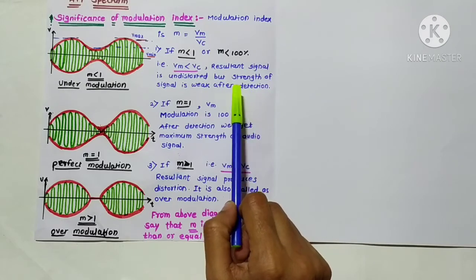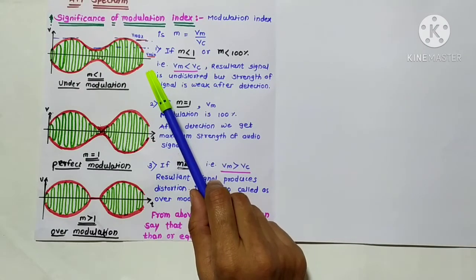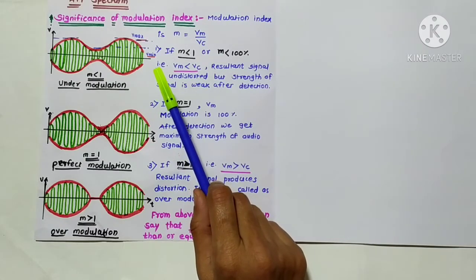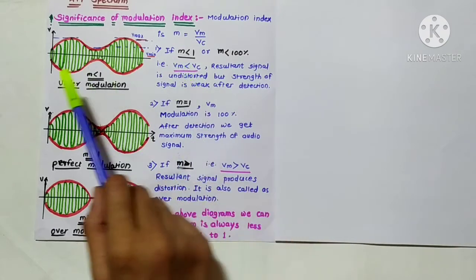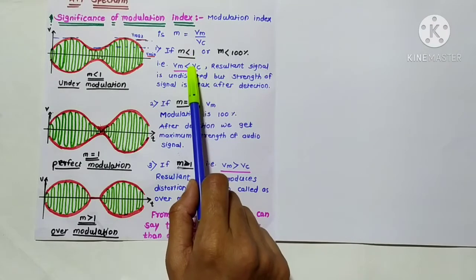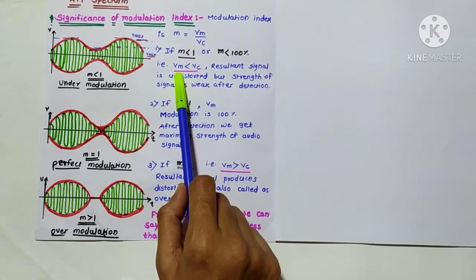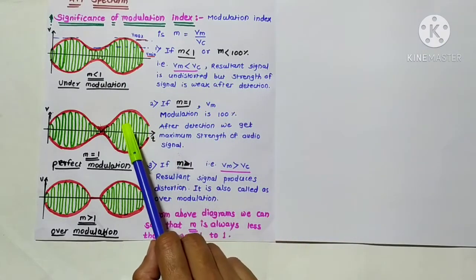When the carrier is modulated to a small degree, the amount of carrier amplitude variation is small and the audio signal to be transmitted is not very strong. As the amplitude of the modulating signal is less than the carrier amplitude, distortion will not occur. So this is called under modulation when m is less than 1, or we can say that the amplitude of the modulating signal is less than the amplitude of the carrier signal.